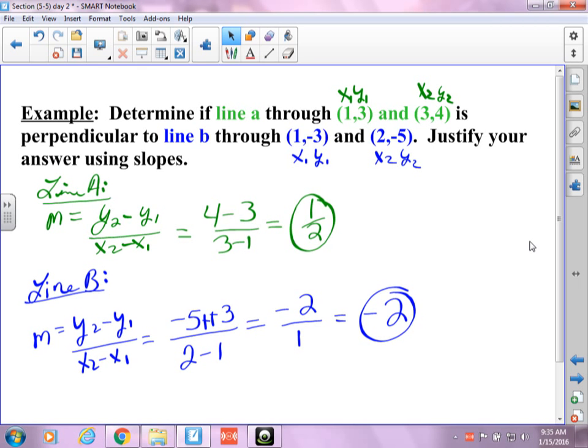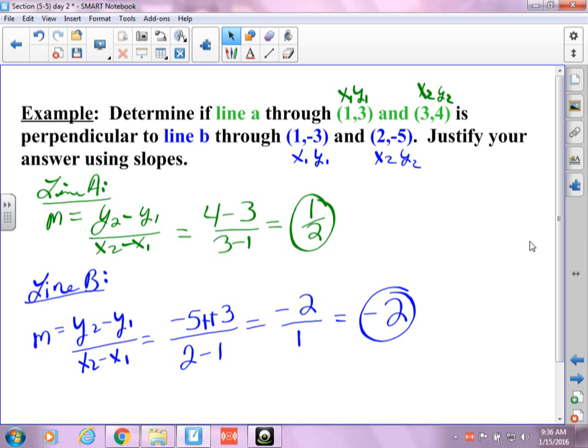Are the slopes the same? They're not. So I know they're not parallel. Okay, now, are they opposites? Yes, line A is positive, line B is negative. So that's a yes.